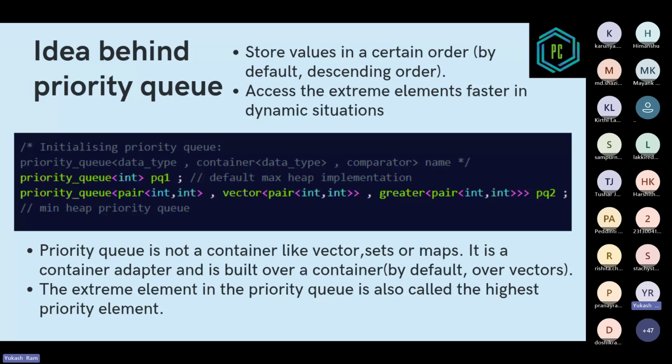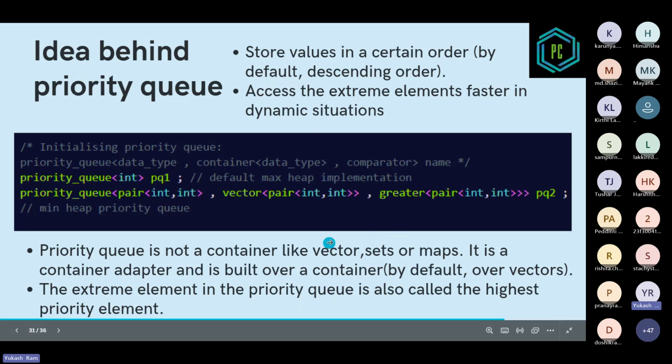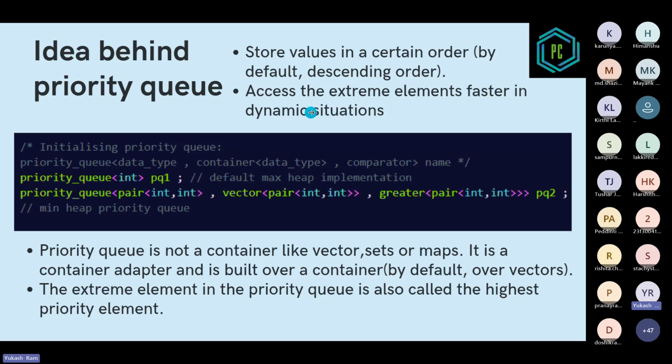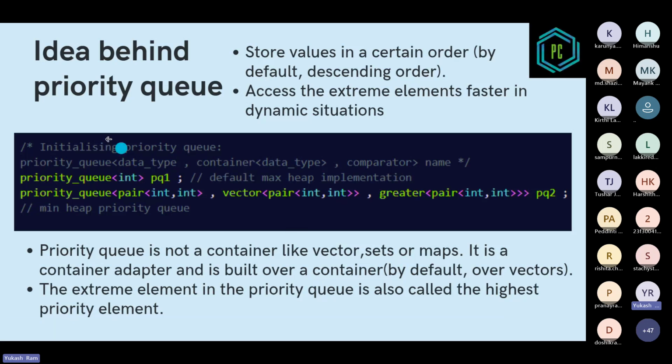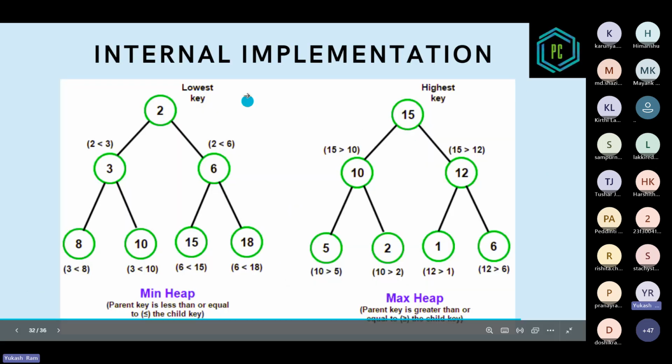So by default the pairs are sorted by their first element, which you have seen in the last session. So this priority queue will have pairs with the extreme element being the pair with the least first element value. The extreme element in the priority queue is also called the highest priority element. That's why it's named priority queue. So this is how it's internally implemented.